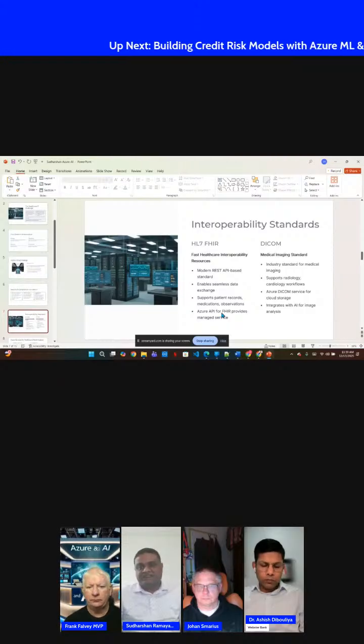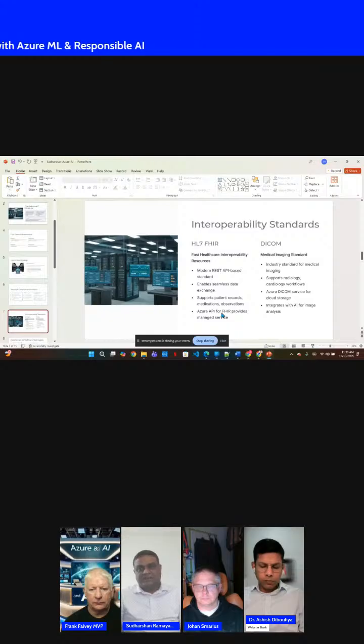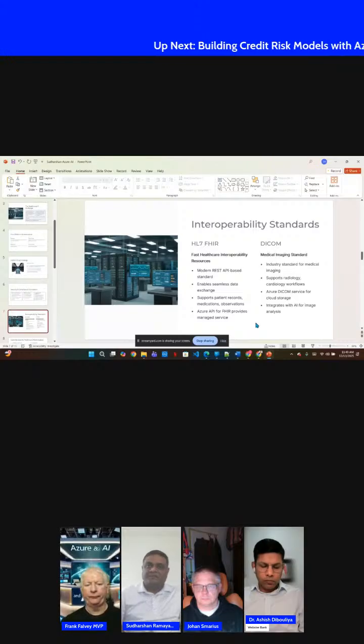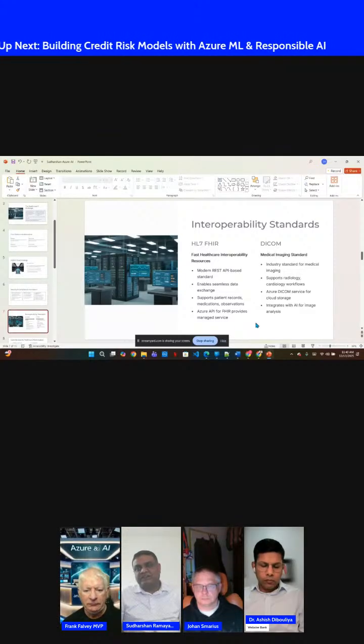Now interoperability standards. For the healthcare system we have HL7 FHIR and DICOM. FHIR is Fast Healthcare Interoperability Resources, a modern REST API based standard that enables seamless data exchange and supports patient records, medications, and observations. Azure API for FHIR provides a managed service. DICOM is the industry standard for medical imaging, supporting radiology and cardiology workflows. Azure DICOM service provides cloud storage and integrates with AI for image analytics.